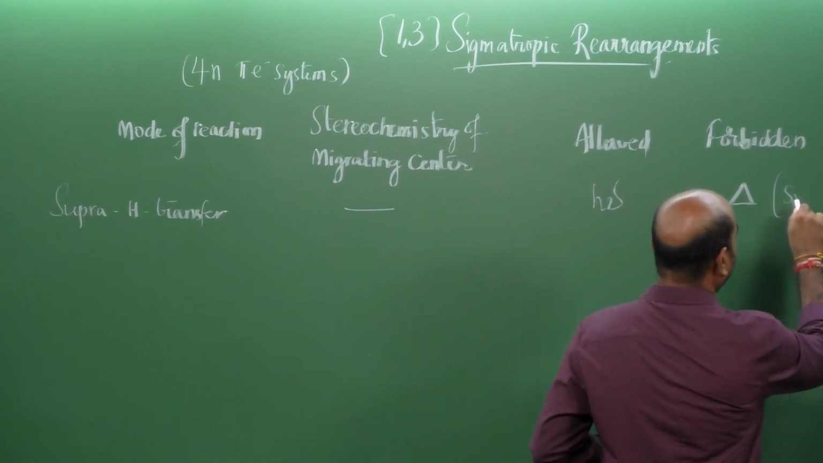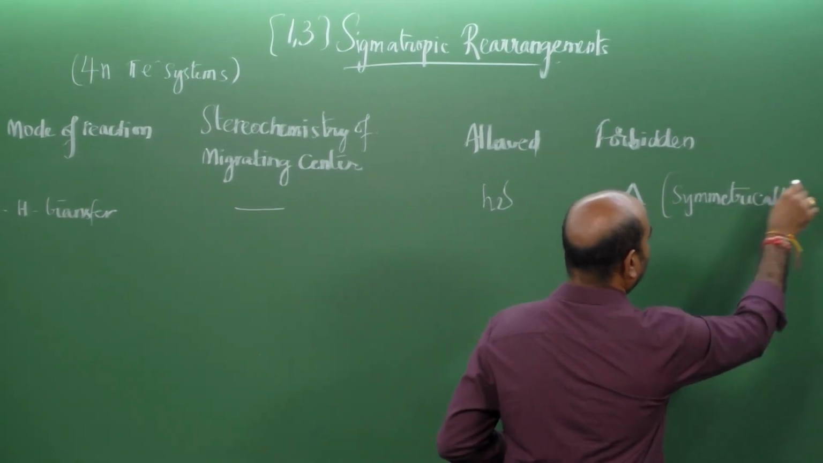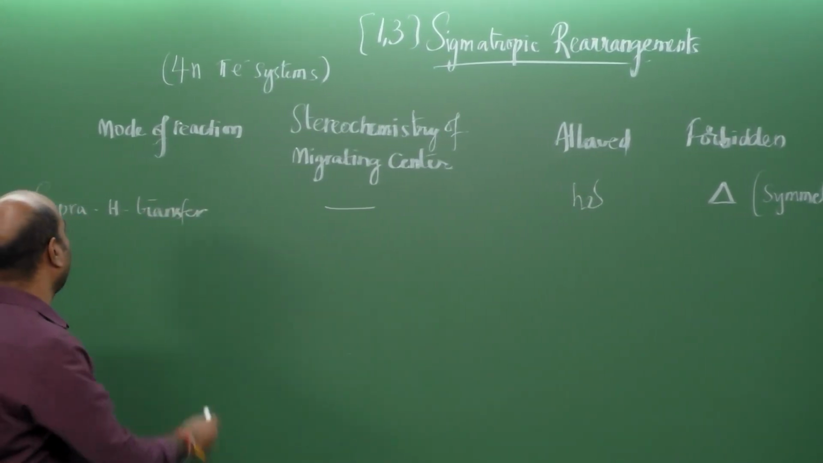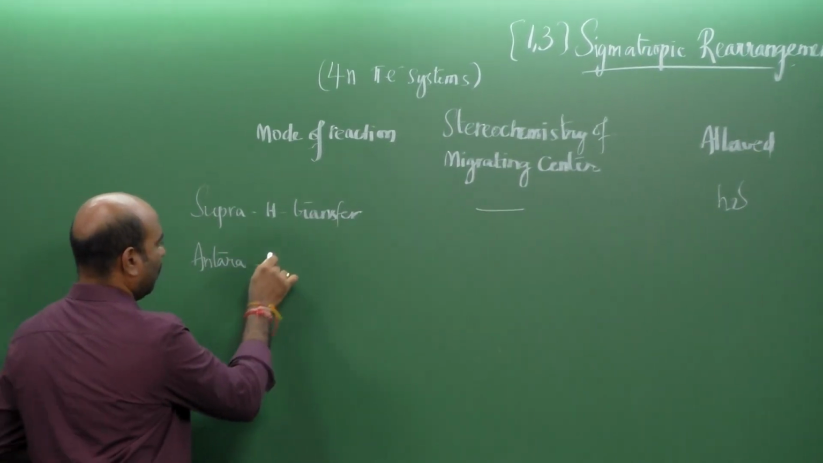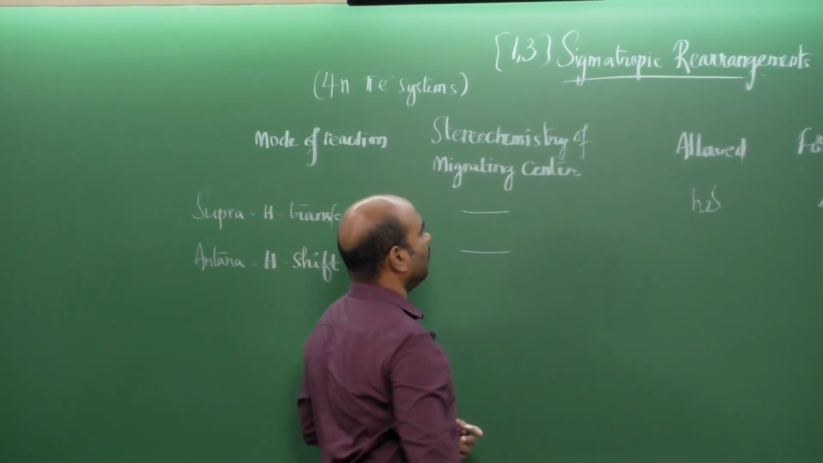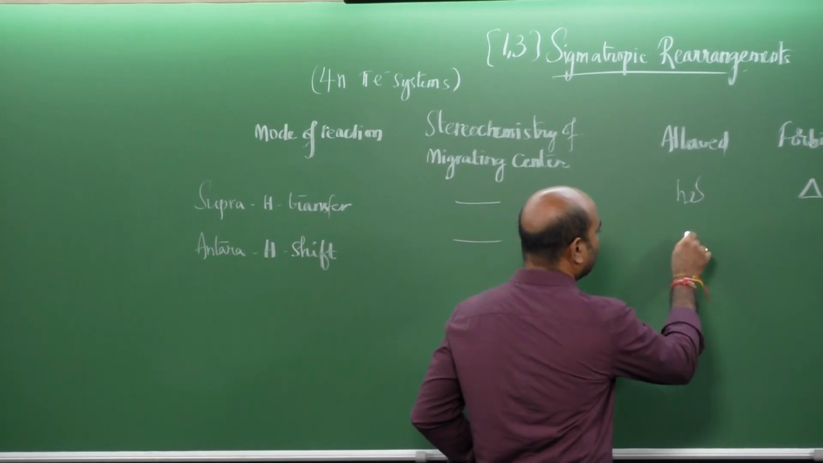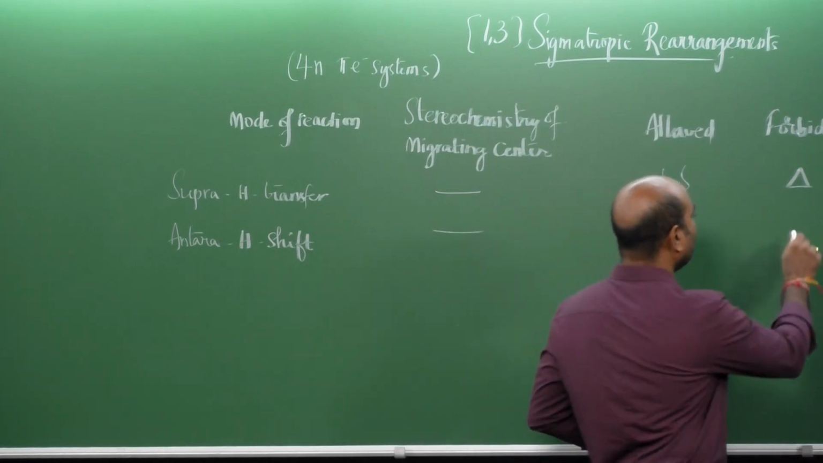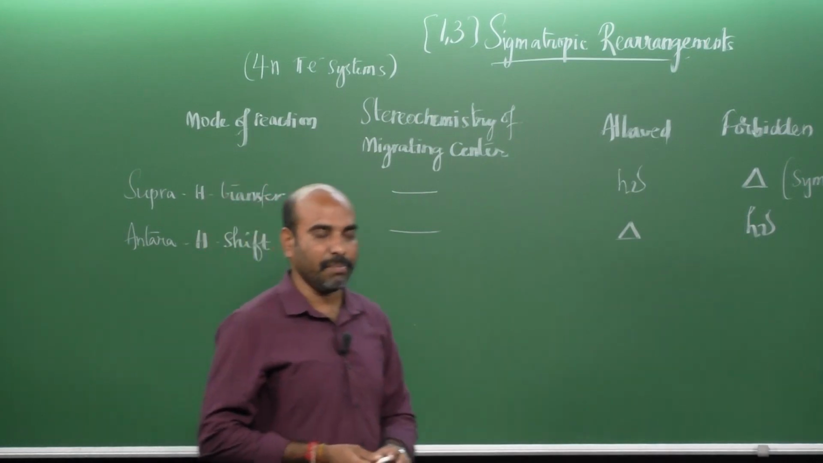So how is it forbidden? It is symmetrically forbidden. As per the symmetrical aspects, the 1,3 hydrogen shift under thermal conditions is forbidden. So another mode is the antarafacial mode of hydrogen shift or transfer. Again, you need not worry about the stereochemistry at the migration center. Now the antarafacial mode of hydrogen shift is symmetrically allowed under thermal conditions, but symmetrically forbidden under photochemical conditions. So this is what we have seen in the previous class.